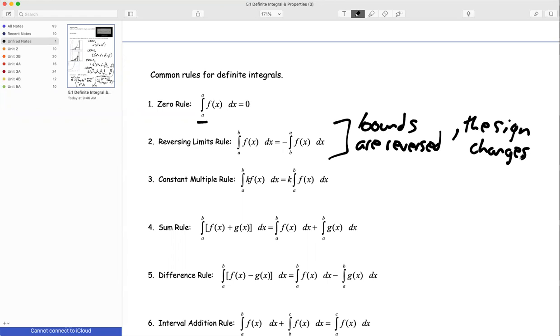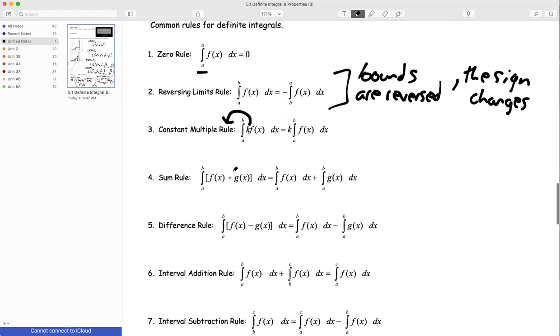The next rule is the constant multiple rule. That means any constant, let's call it k here, I can take and move it outside my integral and multiply it by the integral. The next rule is the sum rule. The sum rule says if I have the integral from a to b of f of x plus g of x, I can split these up and keep the same bounds. So I have the integral from a to b of f of x dx plus the integral from a to b of g of x dx.